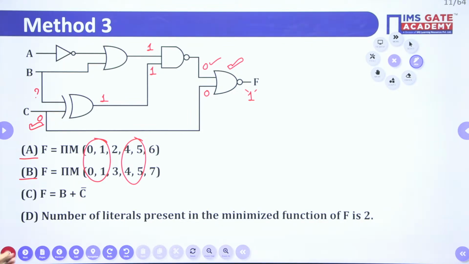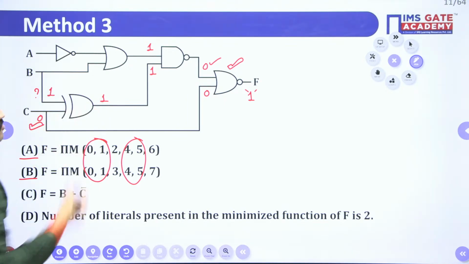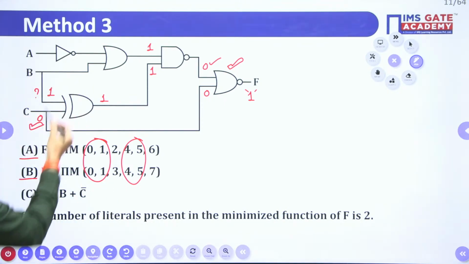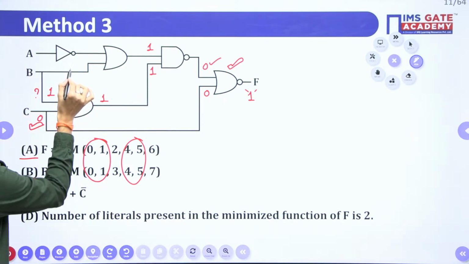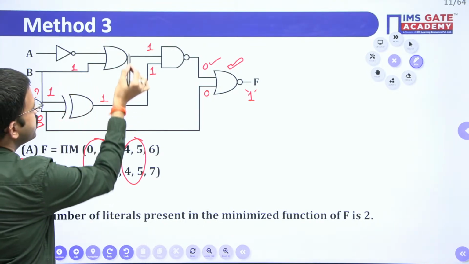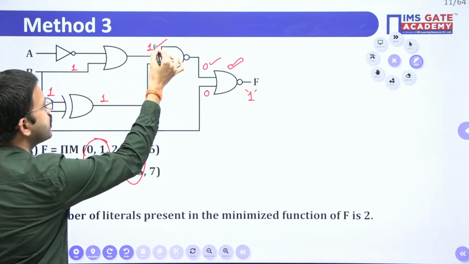Yes, very good, Saptak. Here 1 XOR 0 is nothing but 1. Yes, very good, Naina. So here you got the B value as 1, and here you are having a 2 input OR gate, and you are having output as 1.